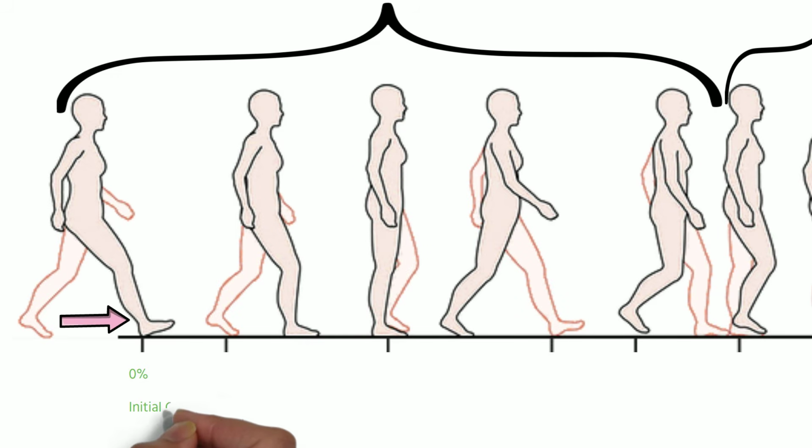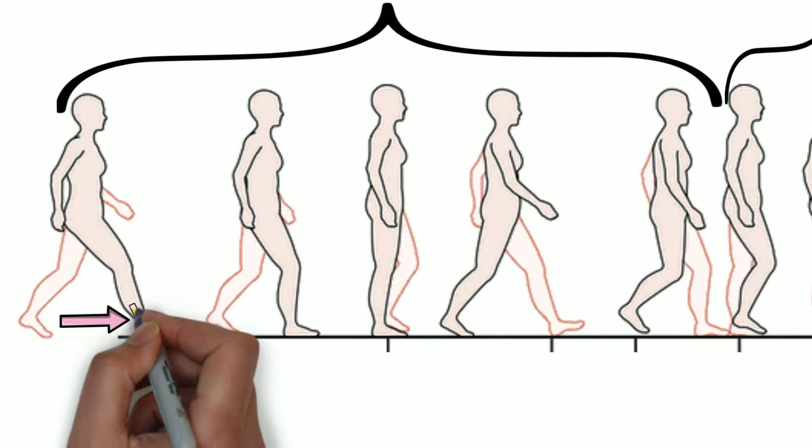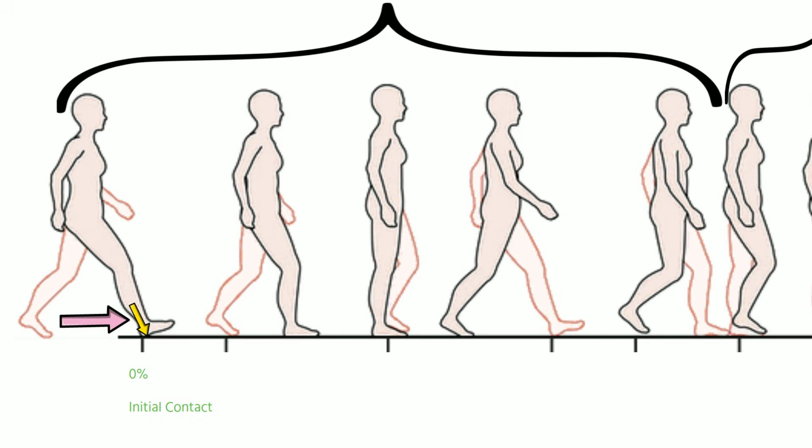The first event is initial contact. It marks the beginning of the total gait cycle. The main goal of this event is to establish the foot's contact with the ground. The foot flat at 8% is an event where the full plantar surface of the foot contacts the ground.